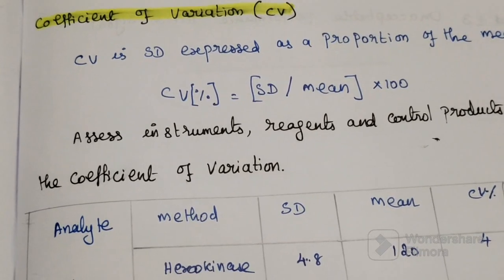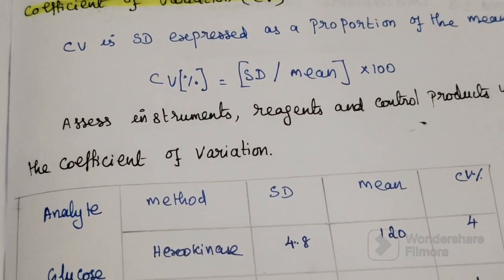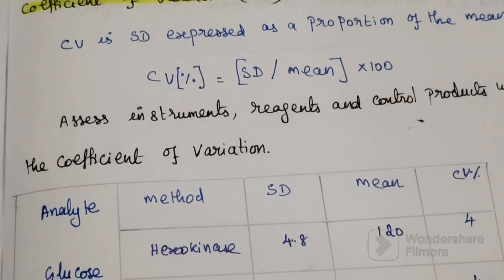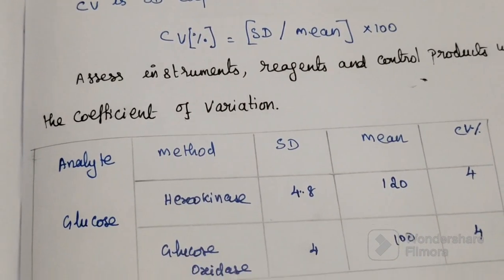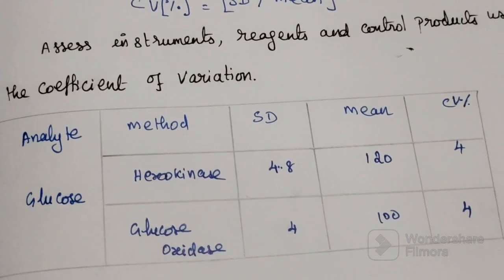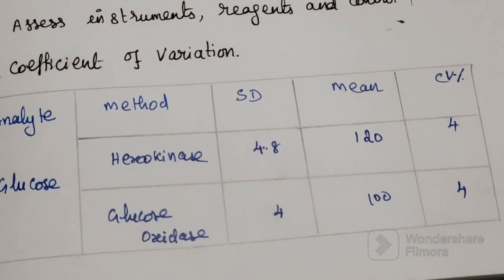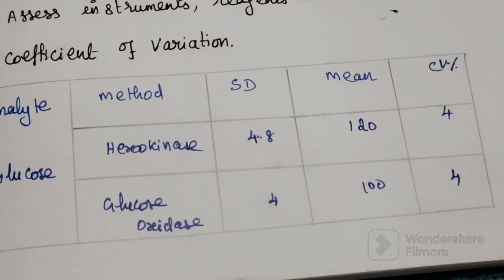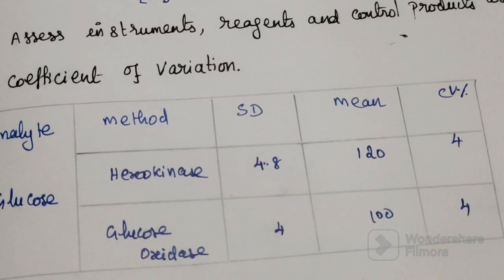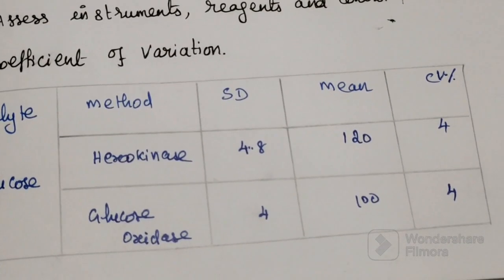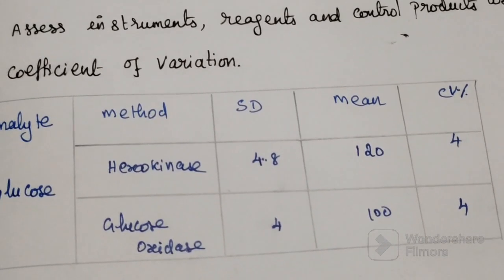Let's see why the coefficient of variation is important. It is important to assess two analytical methods. For example, there are two important methods by which glucose can be estimated: first one is hexokinase, second one is glucose oxidase peroxidase method. The standard deviation of the hexokinase method is 4.8 and glucose oxidase peroxidase is 4. On comparing, the glucose oxidase method seems the better method.